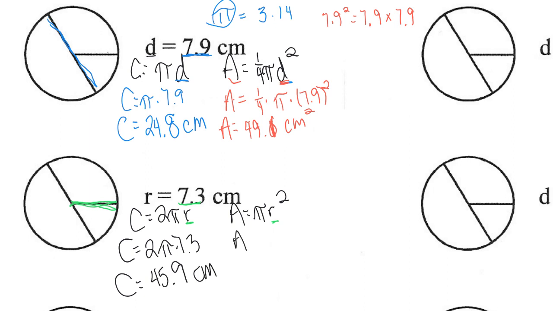Okay, area equals pi times your radius, which is 7.3 squared. All right, let's plug that in. Pi times 7.3 squared is roughly 167.4 centimeters squared. Always remember to label and label correctly.